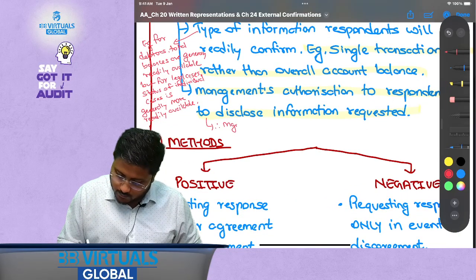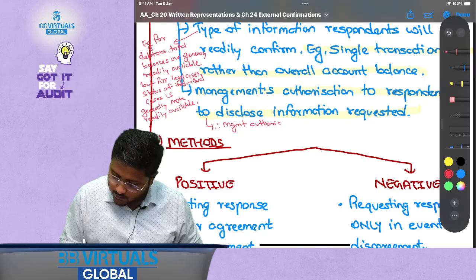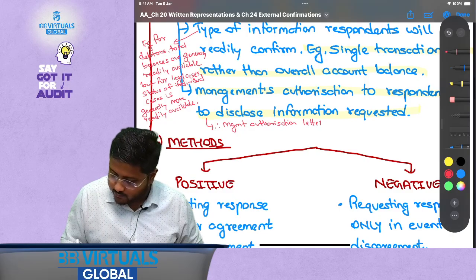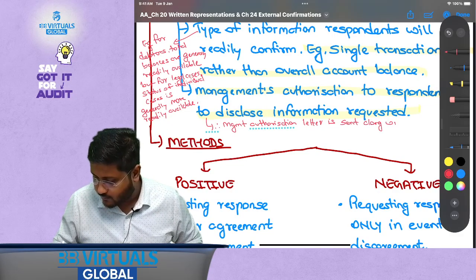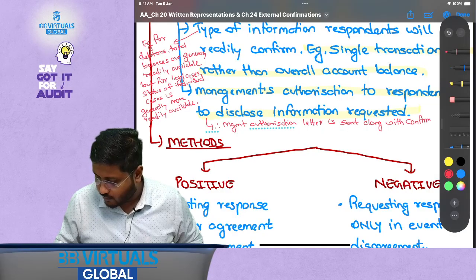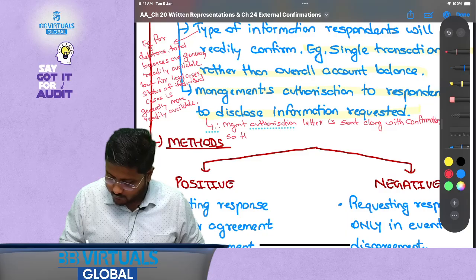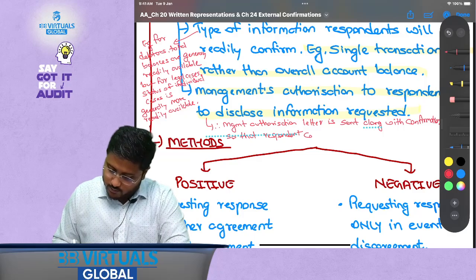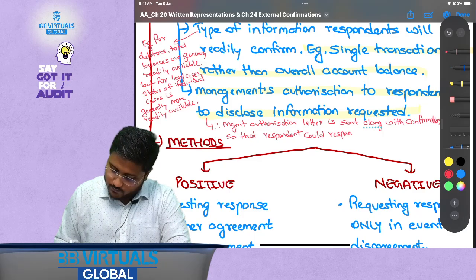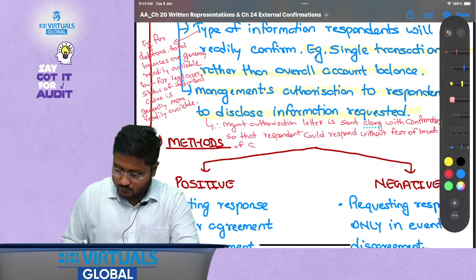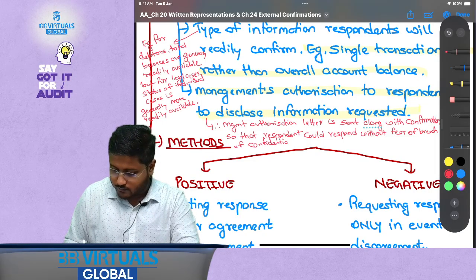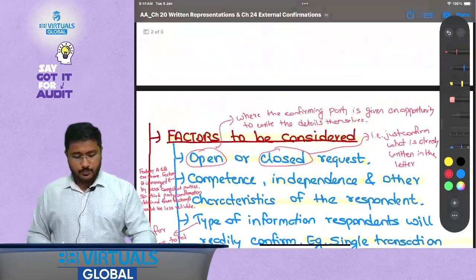Therefore, a management authorization letter is sent along with the confirmation so that the respondent could respond without fear of breach of confidentiality. I hope this is clear. So these are factors to be considered.